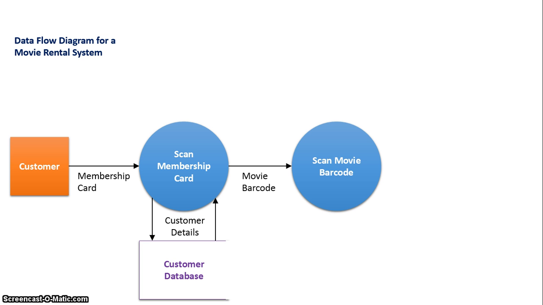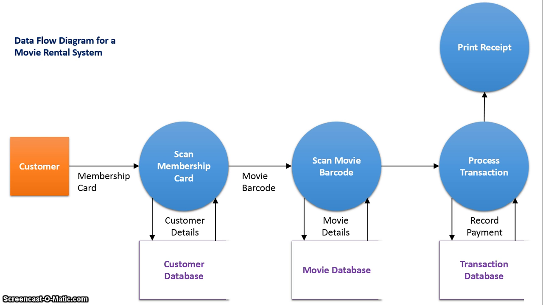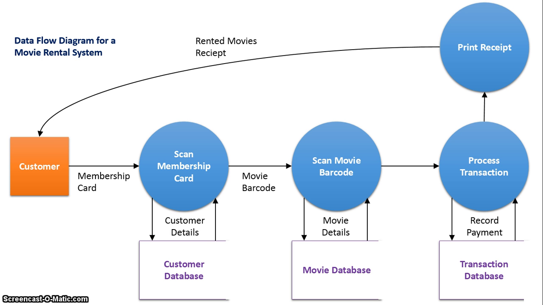You would then scan the movie. The movie would be scanned against the database based on its barcode, and it would produce its details. Based on the movie's cost and the customer's payment, the transaction would be processed. Okay, this would be recorded in the transaction database. From there, a receipt would be printed and the customer would get the receipt as well as the movies.